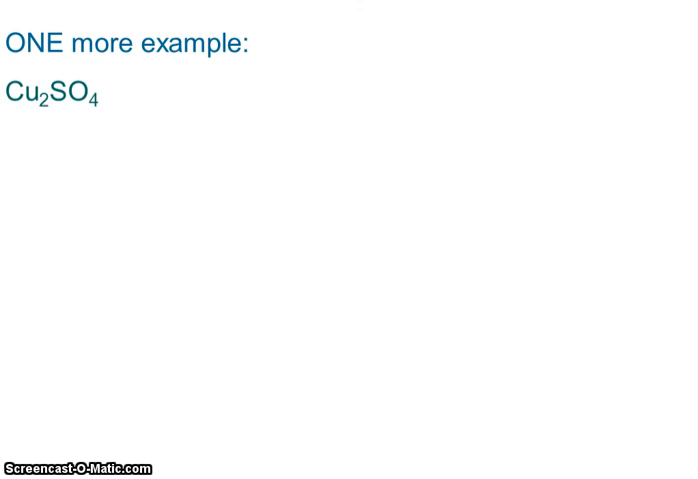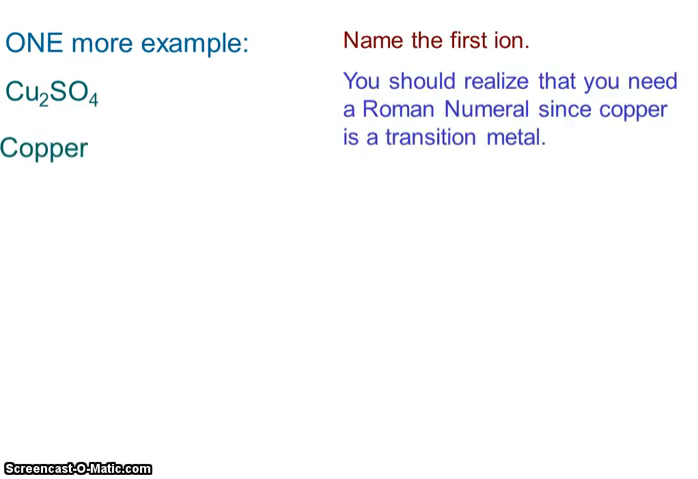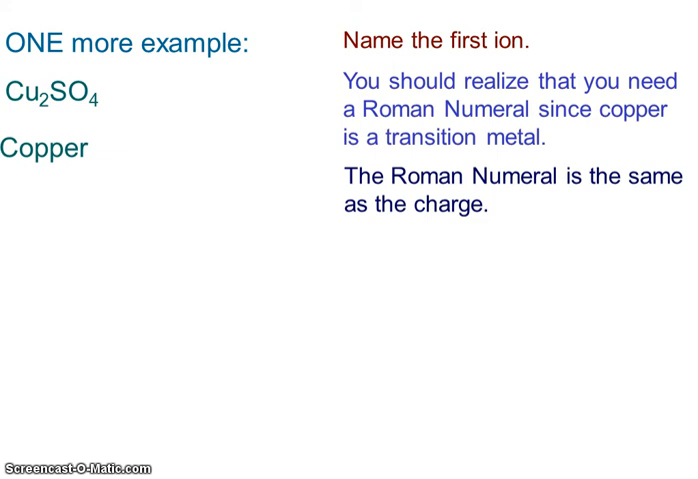One more example. Cu2SO4, first ion is copper. Second ion is sulfate. And I've got to realize that we're going to run out of time on this one, and so I'll go over this one in class with you when I can.